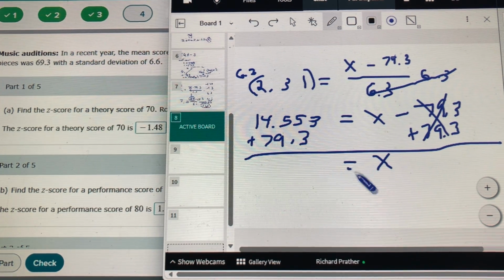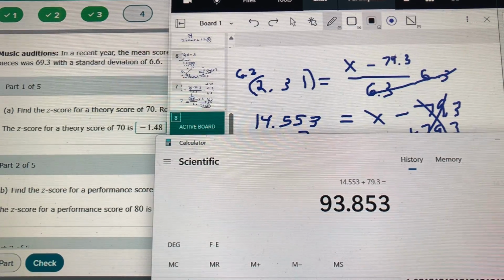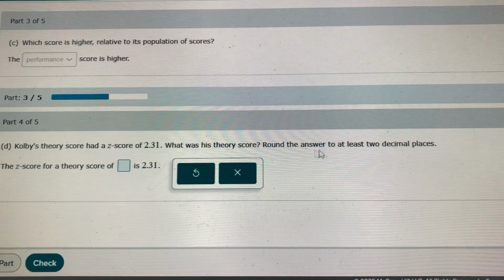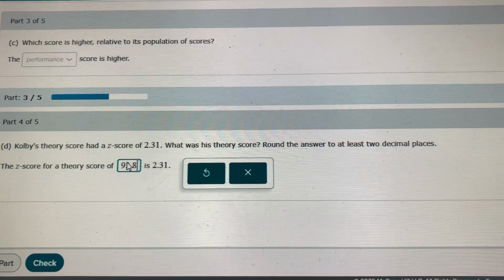So his actual score is 93.853, and then where do they want it rounded? Round to 2 decimals. 93.85, because the next number is a 3, so you don't add 1. 93.85.